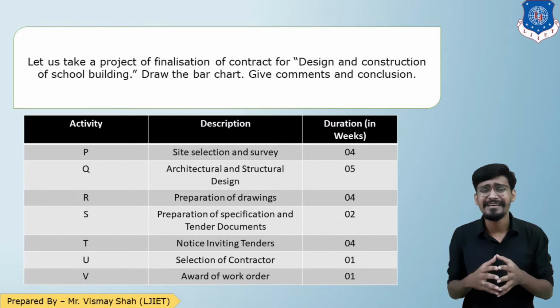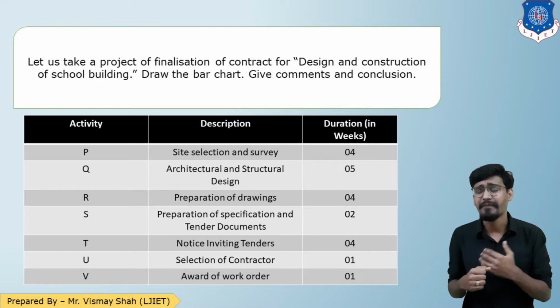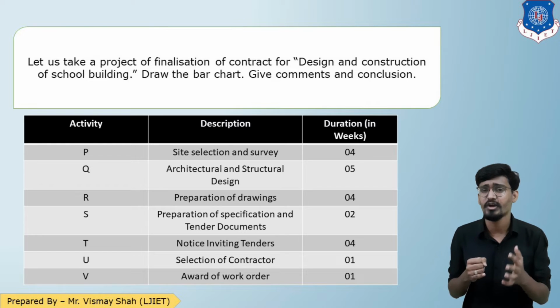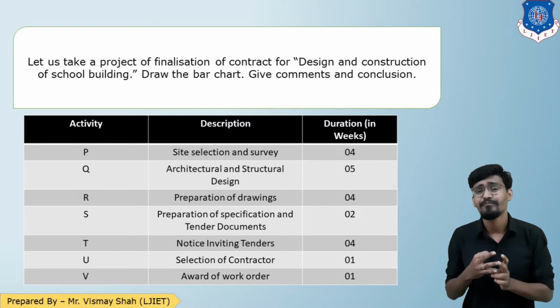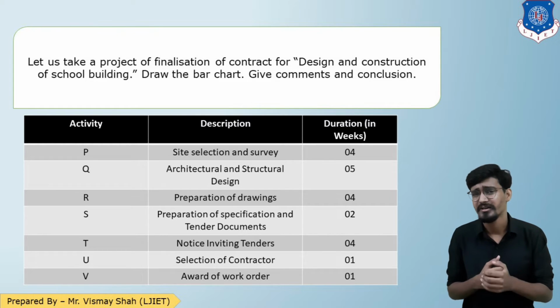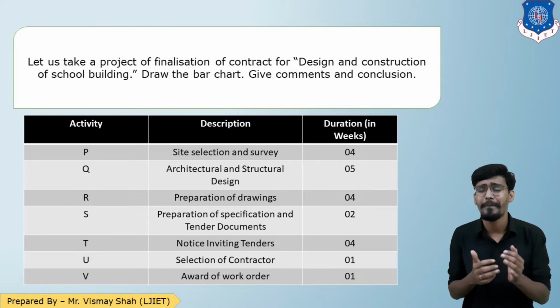So there are activities P, Q, R, S, T, U and V. Activity P is site selection and survey, and the time duration for that is 4 weeks. All the durations are in weeks. Then there is architectural and structural design of 5 weeks. Then preparation of the drawings of 4 weeks. Then preparation of specifications and tender documents of 2 weeks. Then a notice inviting tender of 2 weeks. Then selection of the contractor of 1 week, and the last activity is awarding the contract of 1 week. So these are the activities for which we have to prepare the bar chart.